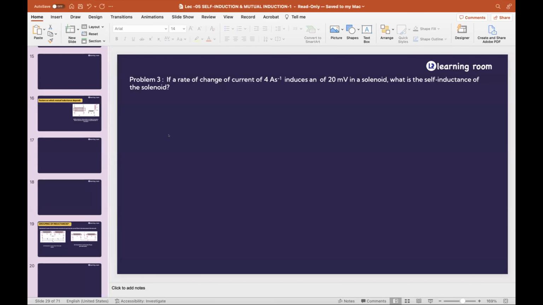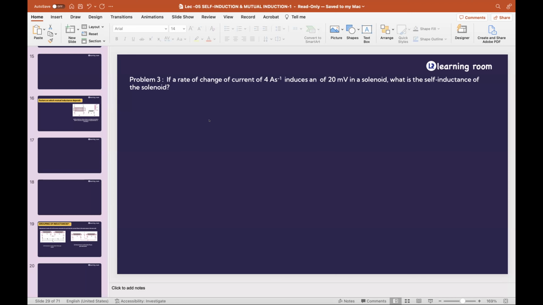Done. So what is the question stated? Did you all see the question? If the rate of change of current is 4 ampere per second, it induces an EMF of 20 millivolt in a solenoid. What is the self-inductance? So what is the formula for it? L is equal to E divided by dI by dt. E is how much? 20 millivolt.